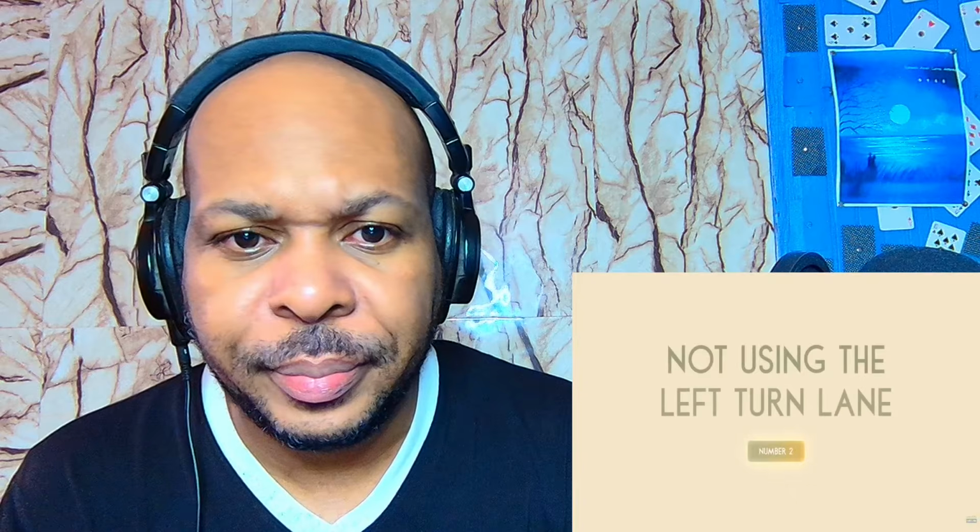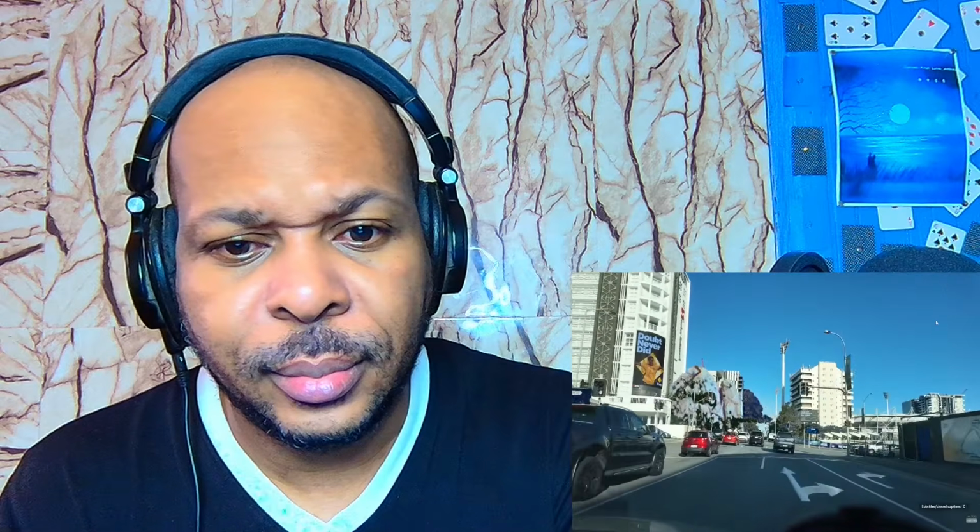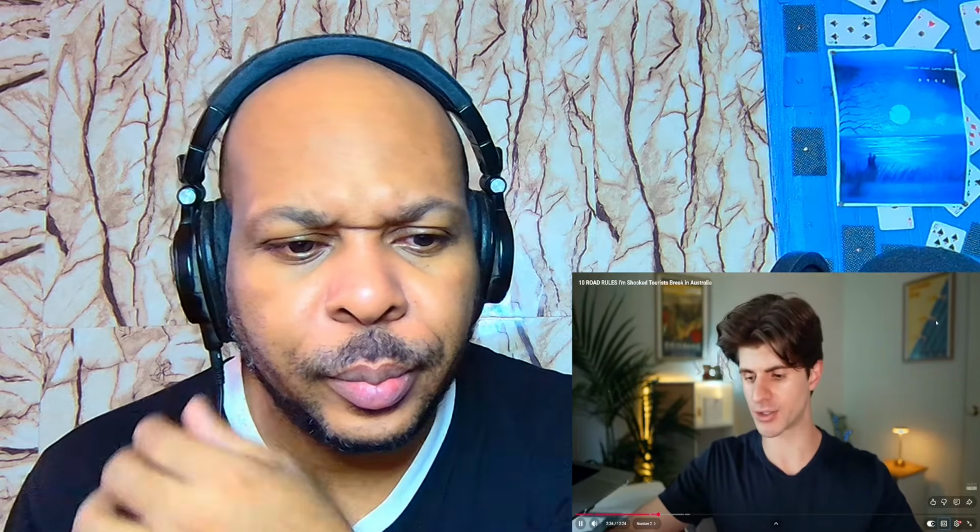Number two, not using the left turn lane properly. The first time I pulled up to a big Australian intersection, the one with all the different lanes, my brain did a little 90s computer error sound because I had no idea what was going on. The thing is, everything looks familiar in Australia, especially as a Brit who already drives on the left side of the road. It's easy for me. And yeah, I felt like I was about to fail my driving exam in front of a load of strangers, even though I wasn't taking one.